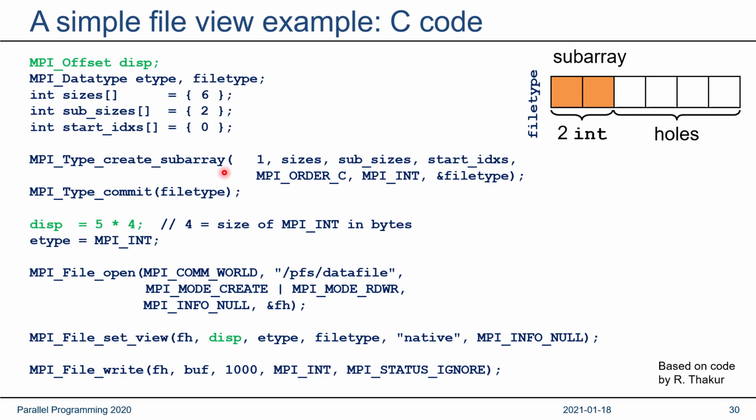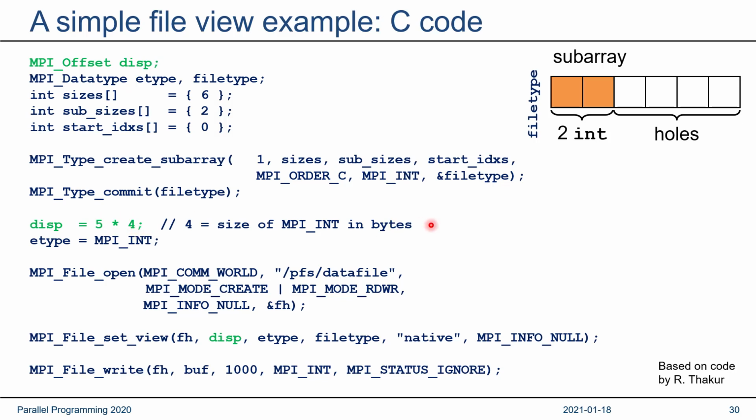Now then we call MPI type create subarray. The number of dimensions is 1. That's what the 1 denotes here. Sizes, subsizes, and start indices are the arrays that we just preset. The order is as in C, although it wouldn't matter here because it's a 1-dimensional array. The basic type, the E-type, is MPI int, and the file type is what we get out of it, and this has to be committed, of course, to make it usable. We have a displacement of 5 MPI ints, so here's how we calculate the displacement.